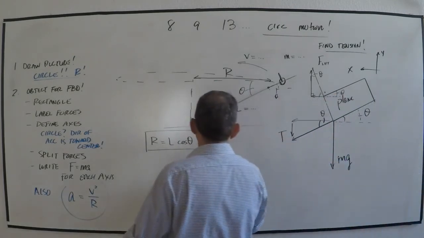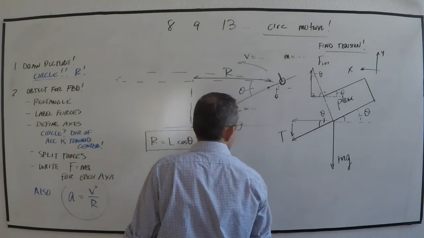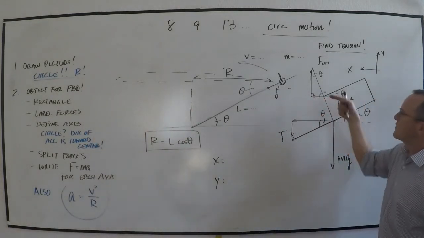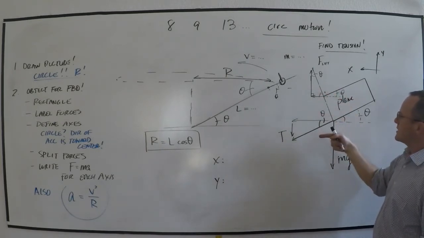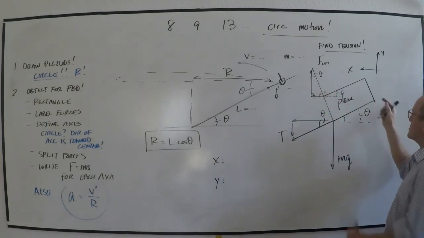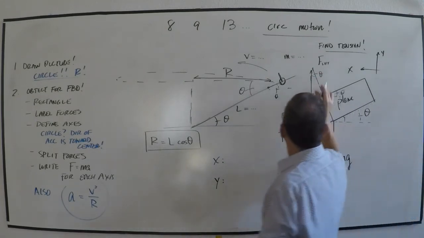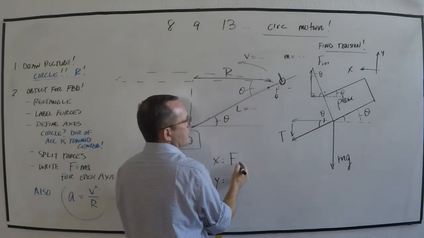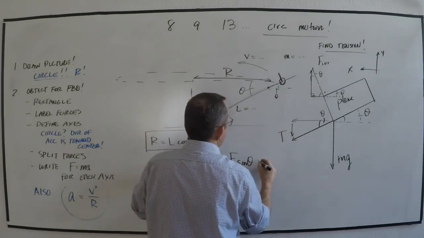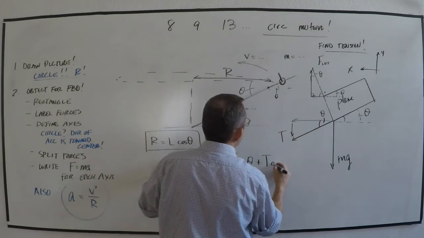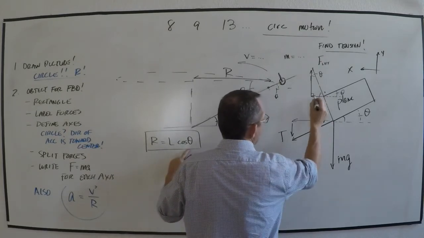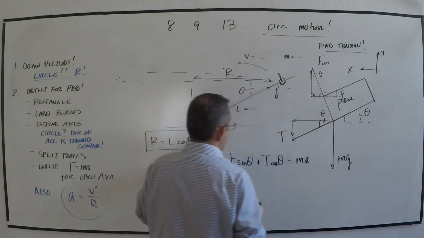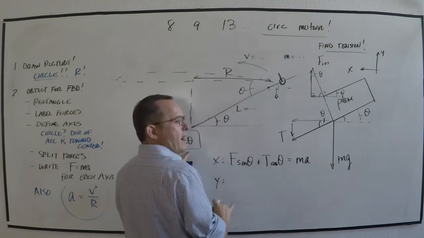What do we now do? Write your equations. What do we have for our equations? X equations: everything this direction minus everything this direction. There's nothing over here. So what do we have? We have the lift force, which I'm just going to call F. F sine theta plus T cosine theta. That's it. Just this guy and this guy, the only things pulling this way. Equals ma.